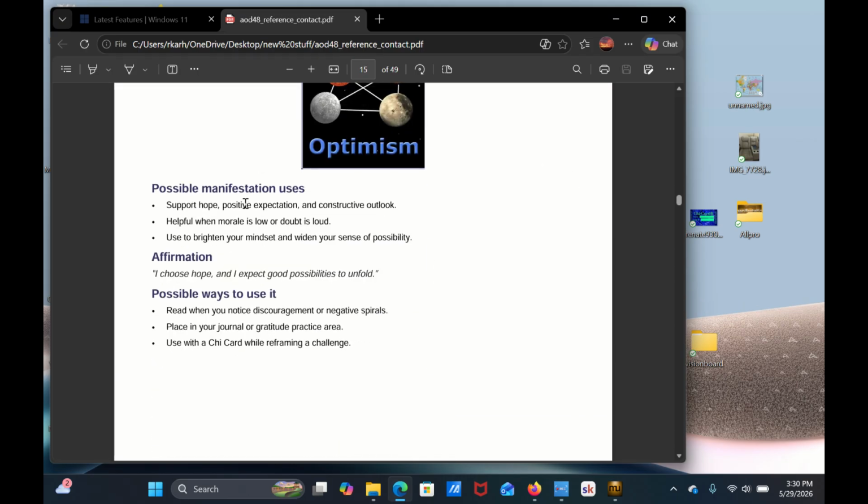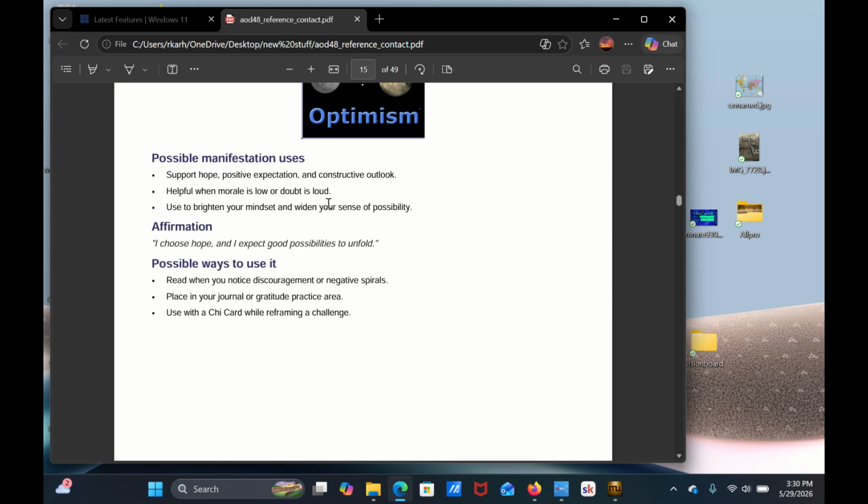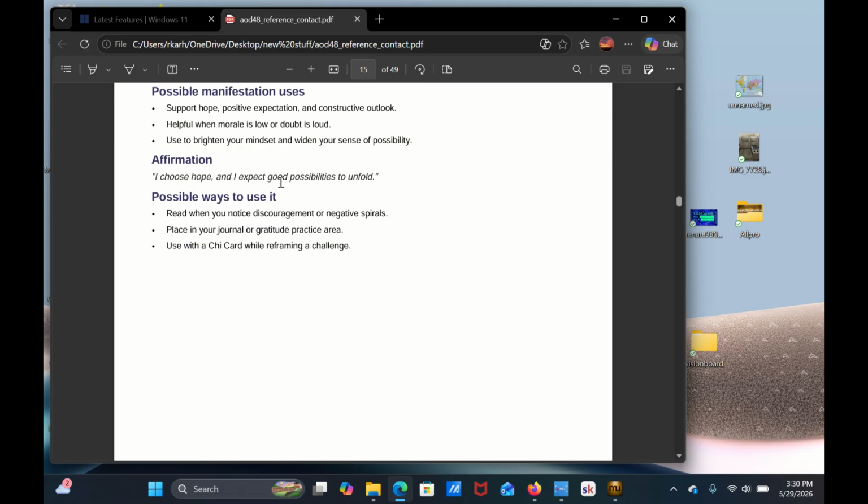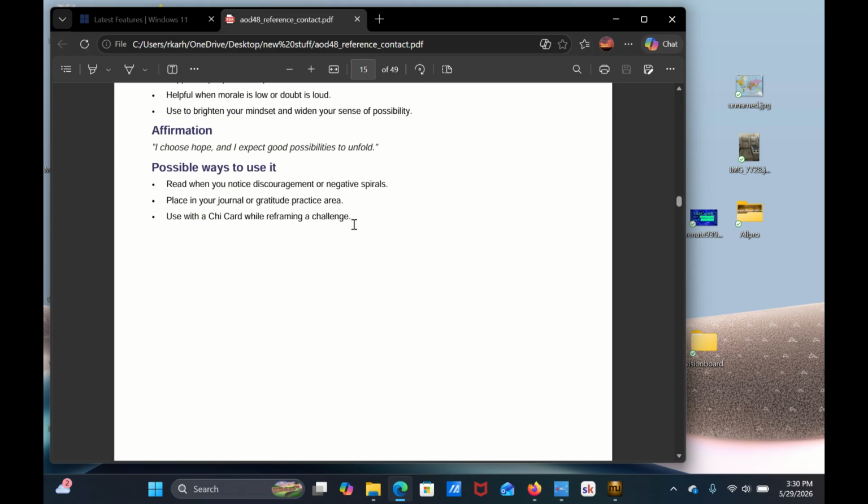Optimism. Support hope, positive expectation, and constructive outlook. Helpful when morale is low or doubt is loud. Used to brighten your mindset and widen your sense of possibility. Affirmation. I choose hope and I expect good possibilities to unfold.